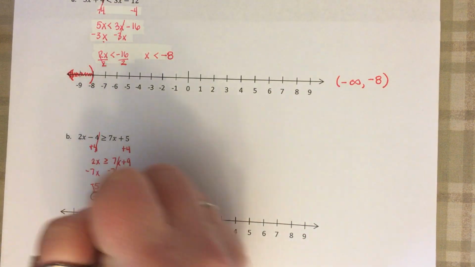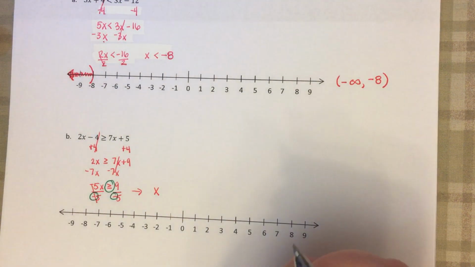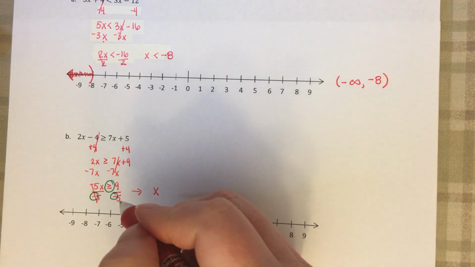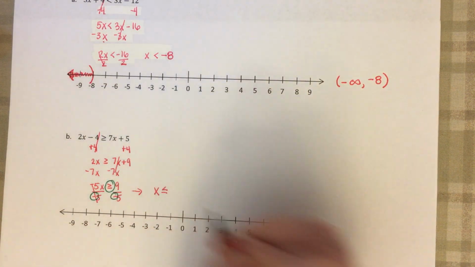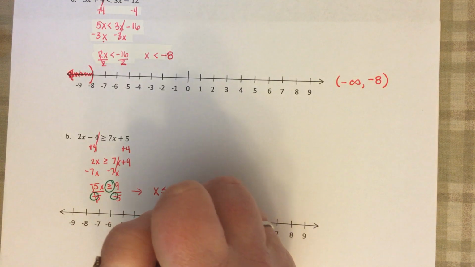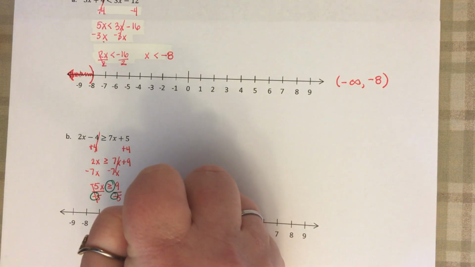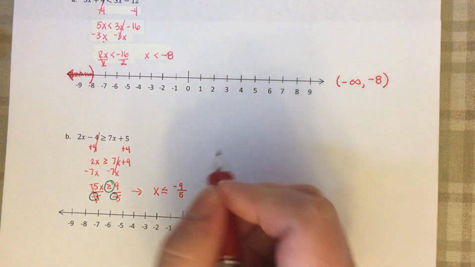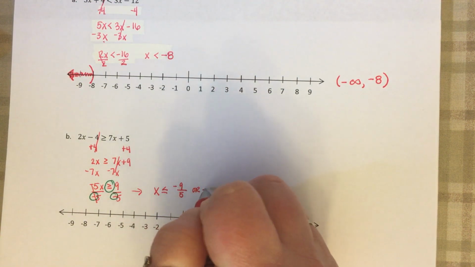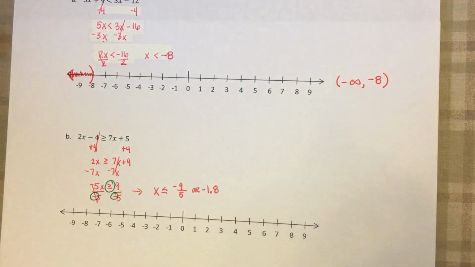So our negative 5s are going to cancel. We keep our x. Instead of having a greater than or equal to, we are now going to have a less than or equal to. 5 does not go into 9 evenly, so I'm just going to leave it as a fraction, -9 over 5. If you really wanted to, you could turn it into a decimal. If we divide -9 by 5, we get -1.8. Either one is fine. Since we're dealing with real numbers, it doesn't matter if we have fractions or decimals.